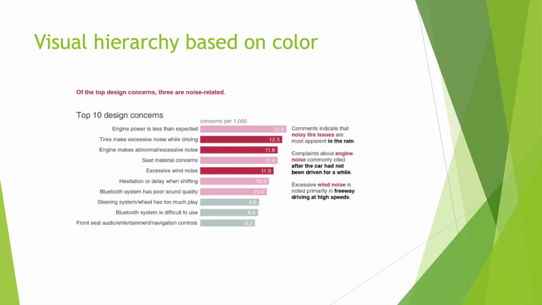This one right here offers different information. This indicates noisy tire issues, the most impaired in the rain, complaints about an engine noise commonly cited, and excessive wind noise. So this one right here, of the top design concerns, 3 are noise related. So you can have a certain amount, and then in other areas you don't want to overdo it.